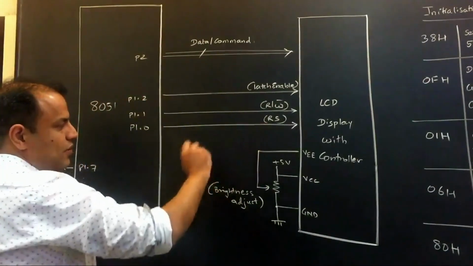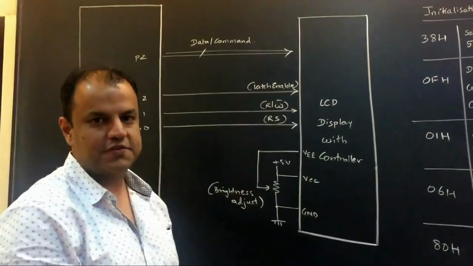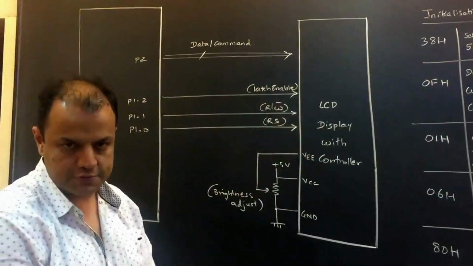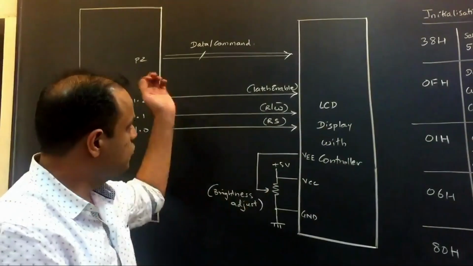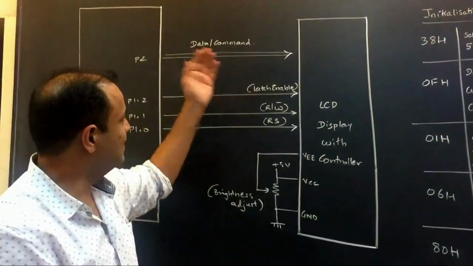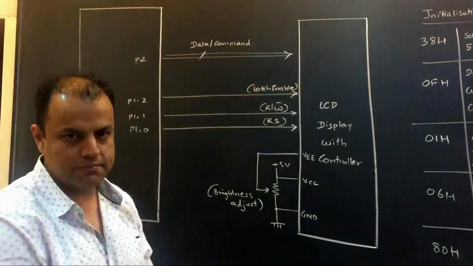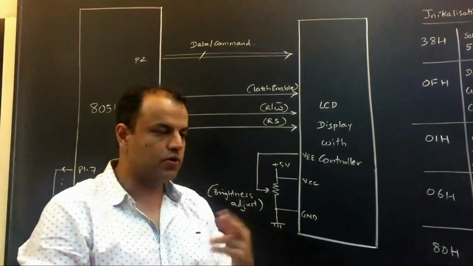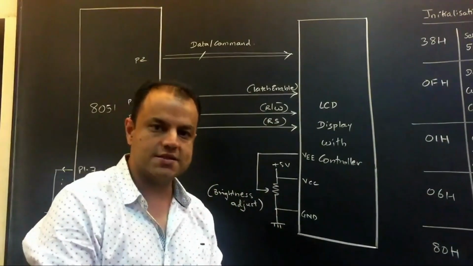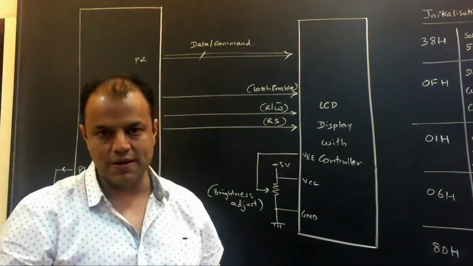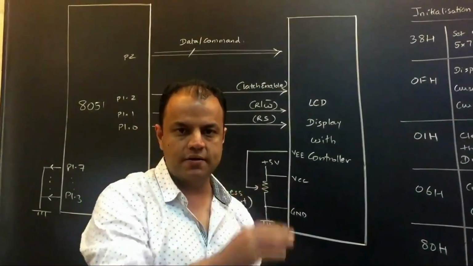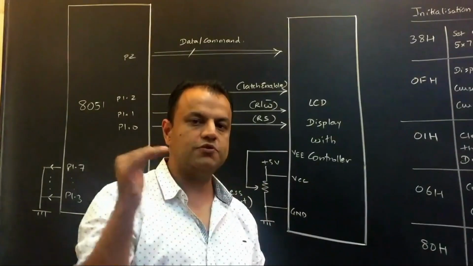Then there is something called RS. RS stands for register select. Now what did I tell you 5 minutes back? You send commands to this display to decide how it's going to work. You also send data, which is the data to be displayed. So both the things, data and command, are given through the same bus. So whether it is a data or a command is decided by the signal called RS. RS stands for register select. RS can be 0 or 1. Listen carefully. If RS is 0, that means you're sending a command. If RS is 1, that means you're sending data.